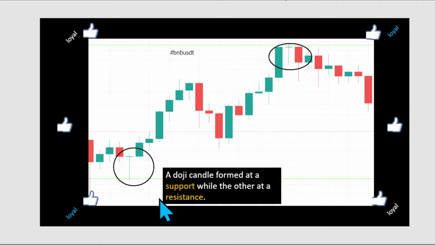On this chart, we have BNB USDT. You can see two Doji forming at a support and at a resistance with different purposes. When the Doji is seen on a support, we can have a bullish trend afterwards. If a Doji is formed on a resistance, it tends to act like an evening star with a target at the candle open of the green candle.